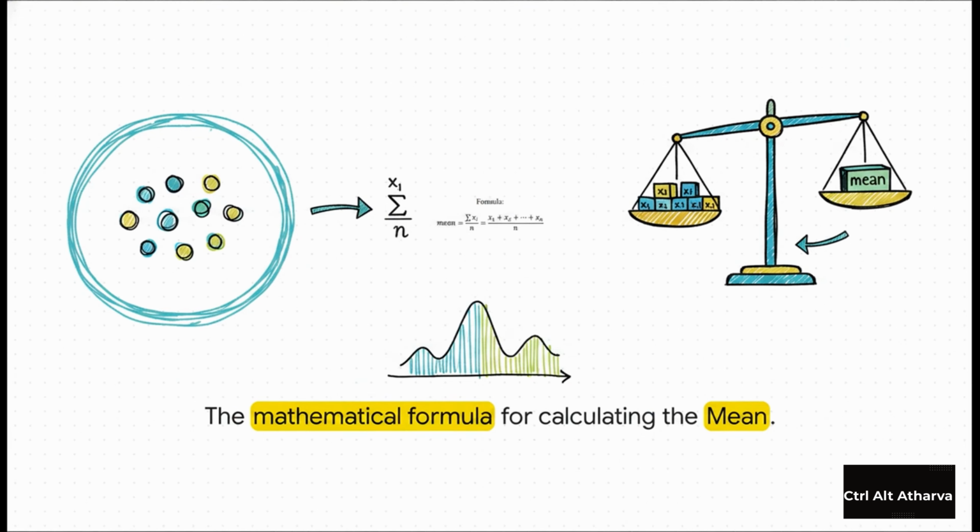Now, what's really fascinating here is the sheer elegance of the mathematical formula for the mean. I know. It might look a bit intimidating with that big sigma symbol, but the actual intuition is incredibly simple. You're literally just taking every single element, x1, x2, all the way up to xn, summing them all up and dividing by the total number of elements n. And boom, it gives you the perfect average of your entire data set.